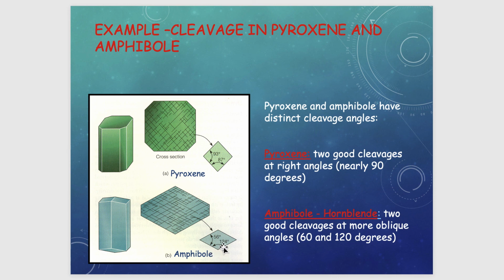a 56 and 124 degrees relationship, which form features that are essentially losange shaped. And so losange sections, or rhomboidal sections, are a characteristic diagnostic feature of amphibole. So it is important to remember this difference in the angle of cleavage for the differentiation of ferromagnesian minerals such as pyroxene and amphibole.